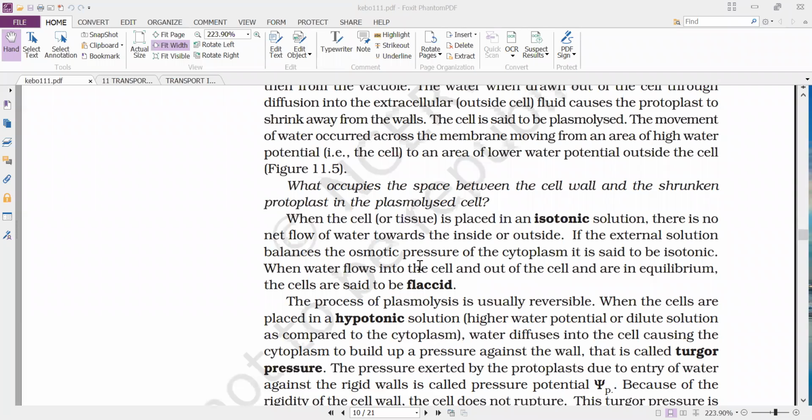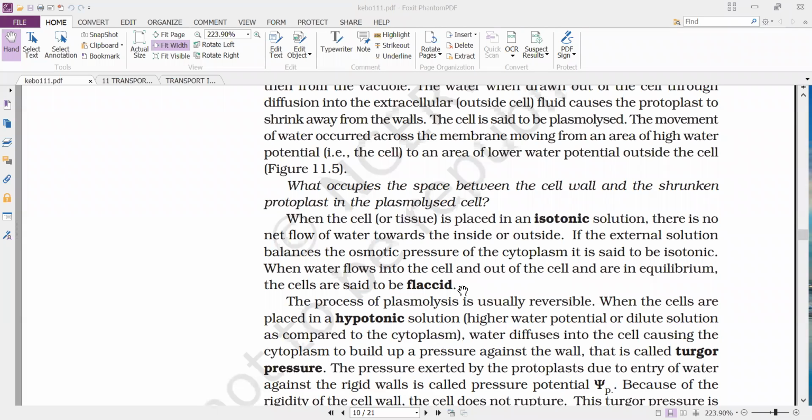And next, what happens when a plasmolyzed cell is placed in an isotonic solution? When the cell is placed in an isotonic solution, there is no net flow of water towards the inside or outside. If the external solution balances the osmotic pressure of the cytoplasm, it is said to be isotonic. When water flows into and out of the cell and is in equilibrium, the cells are said to be flaccid.